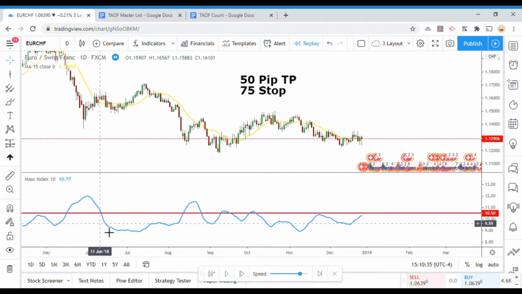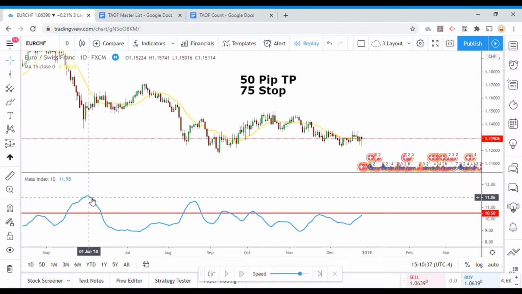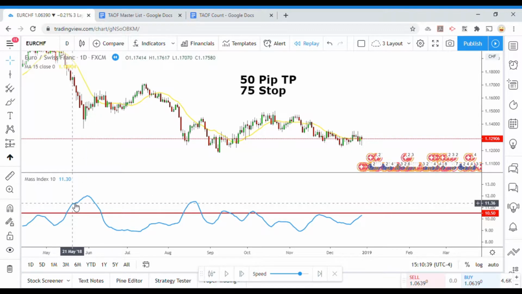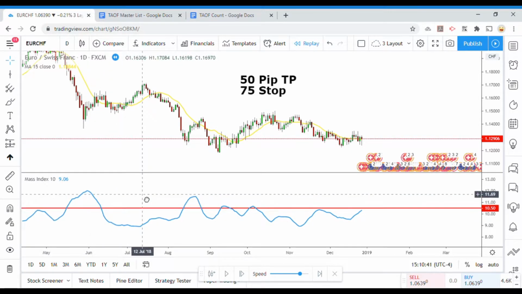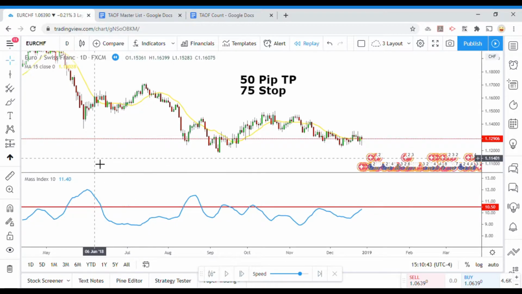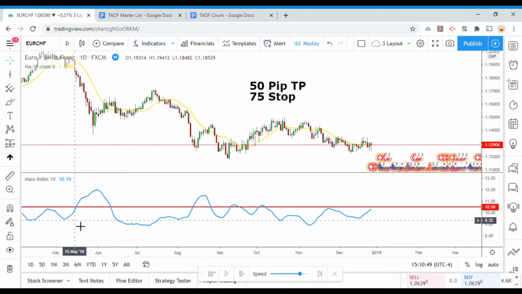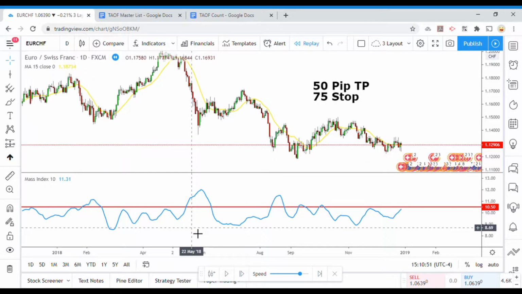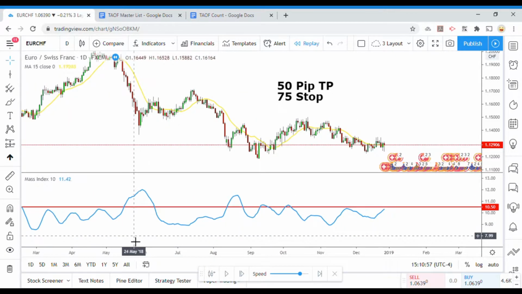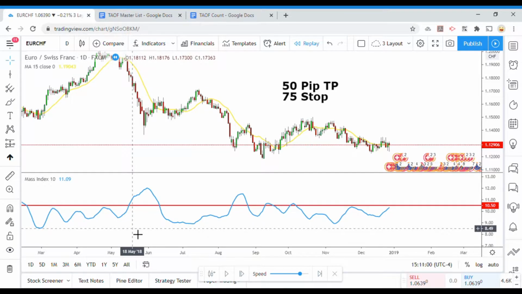So, we have the mass index indicator, which is designated by this light blue line here. The way Dorsey explains this indicator should be traded is that it produces reversal bulges. And those reversal bulges we'll call reversals.